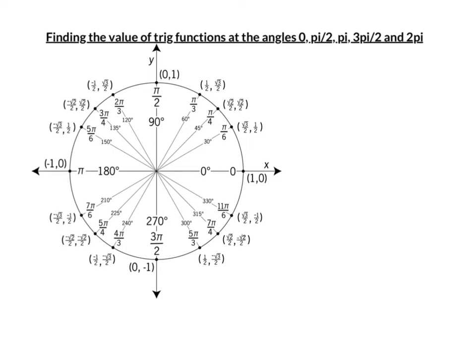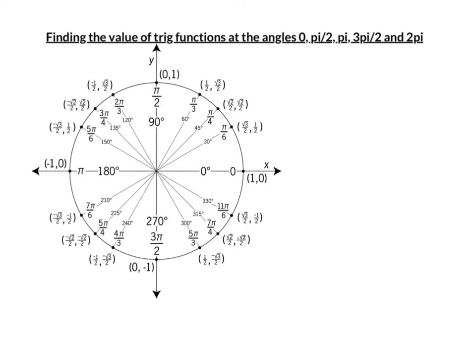Finding the value of trig functions at the angles 0, pi over 2, pi, 3 pi over 2, and 2 pi. So if you didn't watch the video on the unit circle, stop right now and go back and watch it. What I'm going to point out here is that this is exactly the same. There is no difference. The thing that seems confusing here is that when you go to the angle pi over 2, there's no triangle formed.